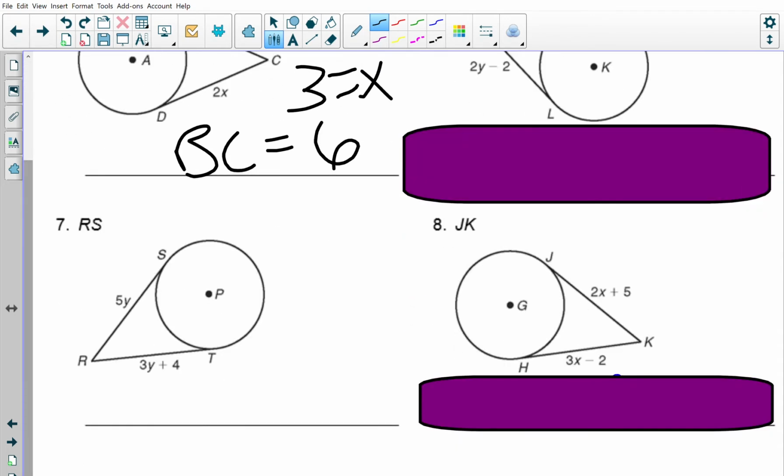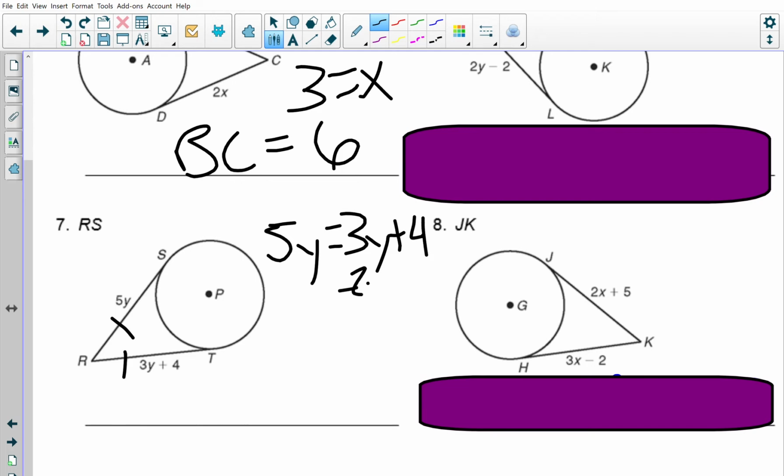Here's one down here. These have to be equal, congruent, because they're tangent. Therefore, they must be set equal algebraically. Subtract 2y from both sides, giving us 3y.